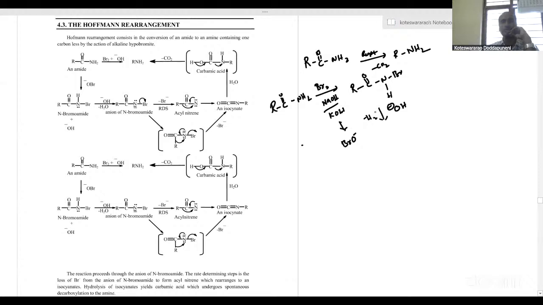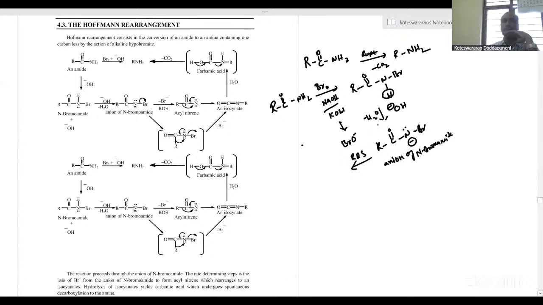It involves the elimination of a water molecule. Then it leads to the formation of the anion of N-bromamide. What is that? The proton is abstracted from here, which leads to the formation of a negative charge on nitrogen. This is called the anion of N-bromamide, which is subjected to a rate determining step.